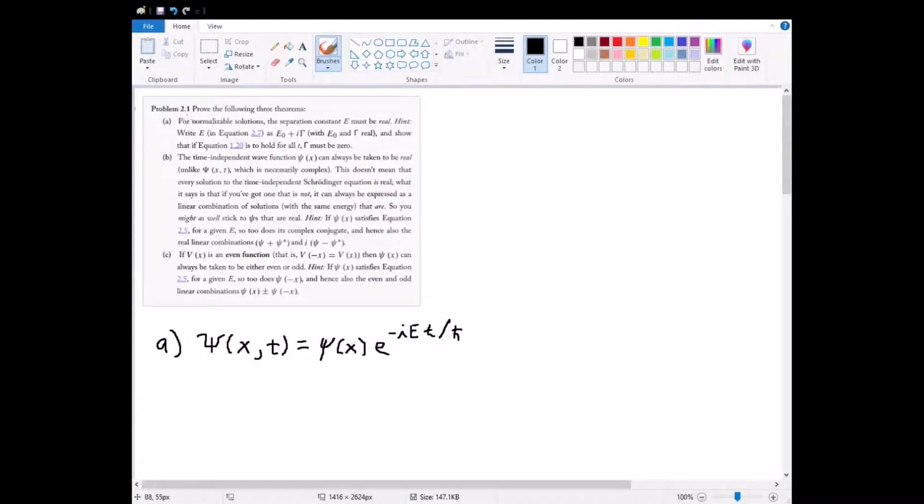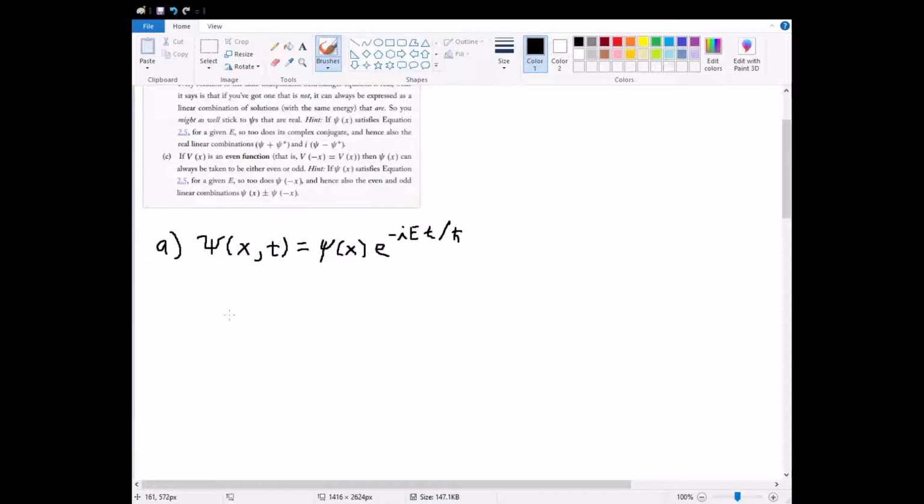For normalizable solutions, the separation constant E must be real, and we want to show this. The hint is for us to start off by writing E as a complex number, E naught plus I tau. So let's do that and see what this gives us. Psi of x is not going to change. Now we have e to the power of negative I times t, multiplied by E naught plus I times tau, all divided by h bar.